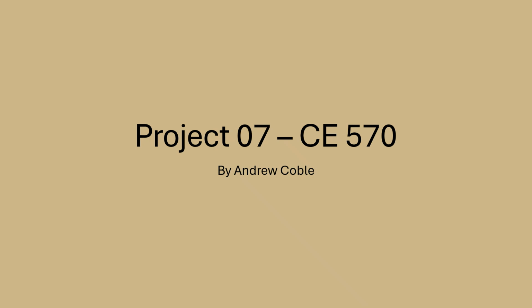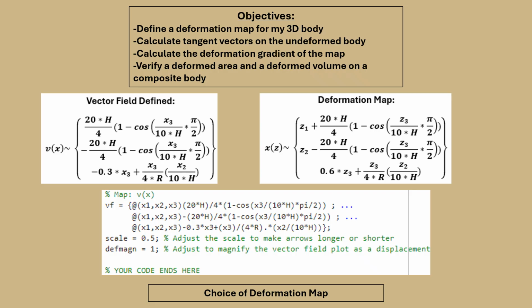My name is Andrew Coble, and this is my Project 7 presentation for CE 570. The objectives for this project were to define a deformation map for my 3D body, calculate tangent vectors on the undeformed body, calculate the deformation gradient of the map, and then finally, this is the new part, to verify a deformed area and a deformed volume on the composite body.